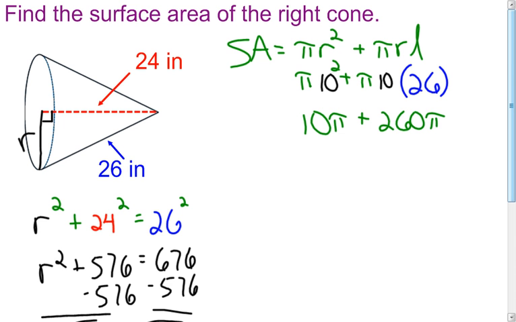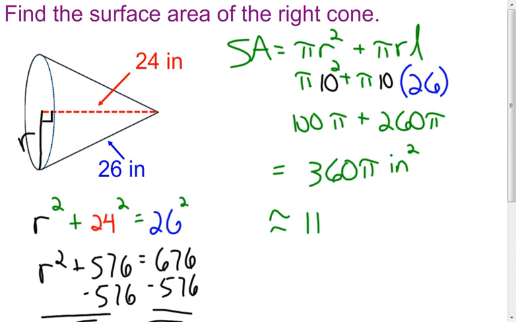So that's not 10 pi. That's going to be 100 pi. And then 100 pi plus 260 pi would put us at 360 pi inches squared. There's the exact answer. And now I know sometimes we want to have that approximate value as well. So after typing on your calculator, you're going to find out that the approximate value is going to be 1,130.97 inches squared.